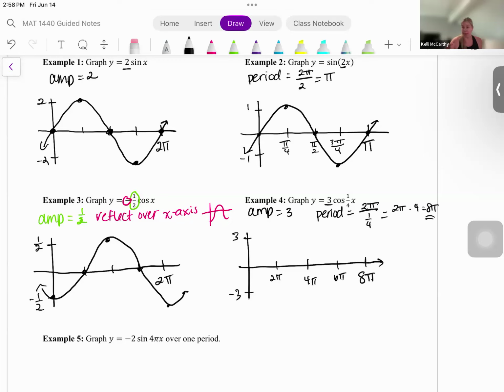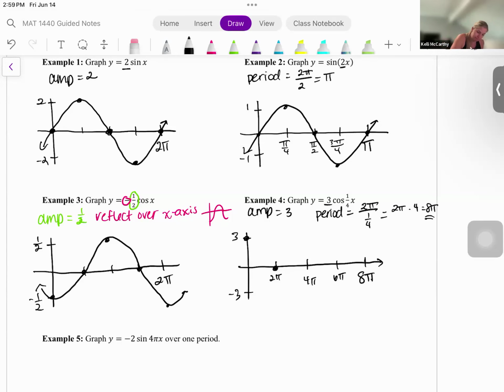Cosine, because we don't have any reflection this time, starts at that maximum, goes to the midline, minimum, midline, maximum. So maximum, midline, minimum, midline, maximum. And we can connect those points. Now, again, what I wanted to illustrate was here's 2 pi, the period of our parent function cosine x. We're only seeing 1/4 of the period of this graph in that 2 pi units, which is what that frequency is telling us.